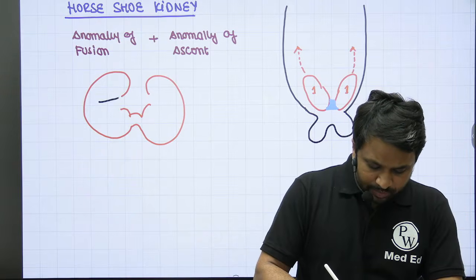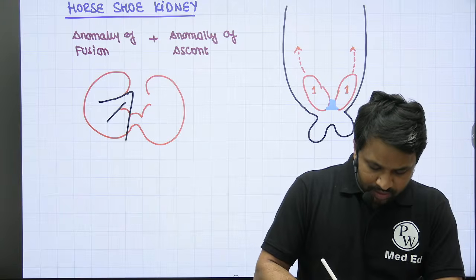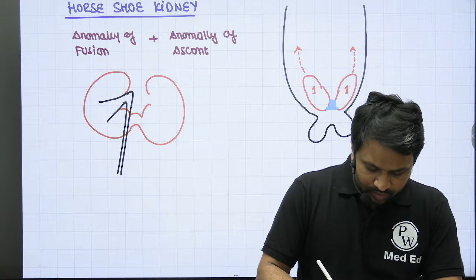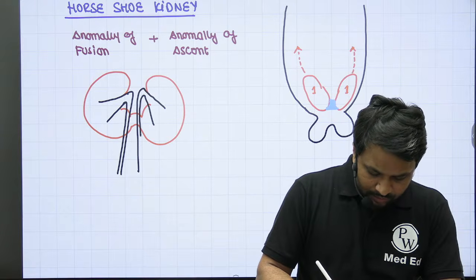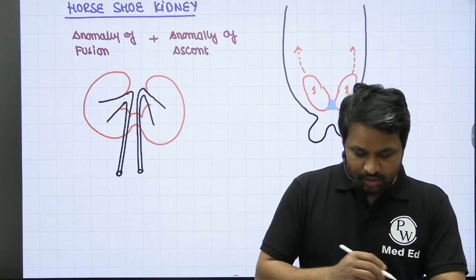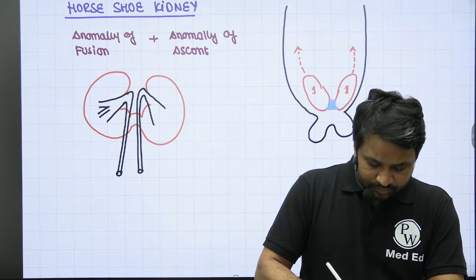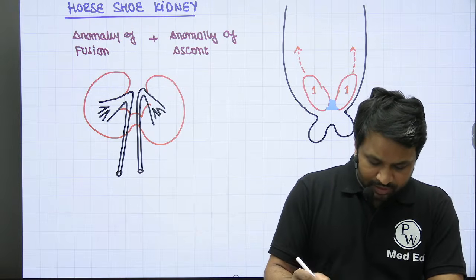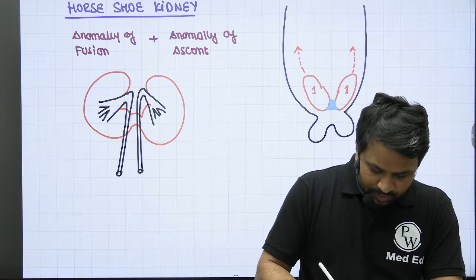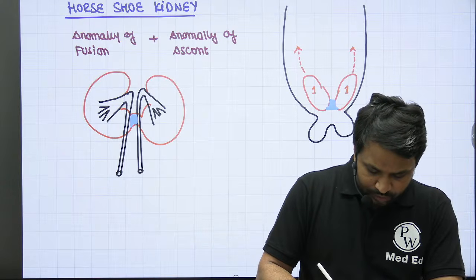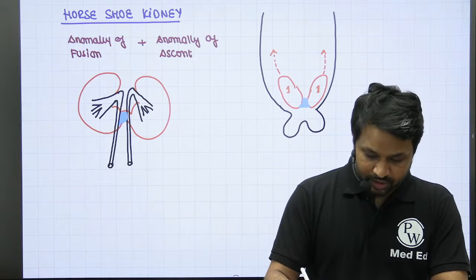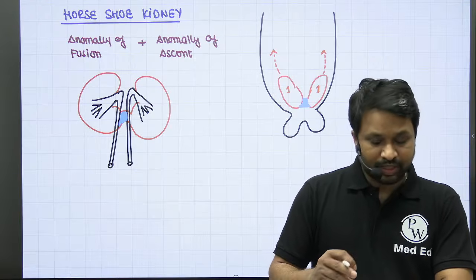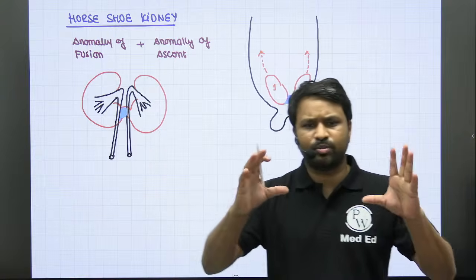This is the pelvicalceal system, and this is the ureter. If you look carefully, the middle part of the kidney which is fused, or appears to be fused, is what we call the hilum of the horseshoe kidney, right? So you can see there's an anomaly of fusion and an anomaly of ascent, though the ascent is not able to go upwards.